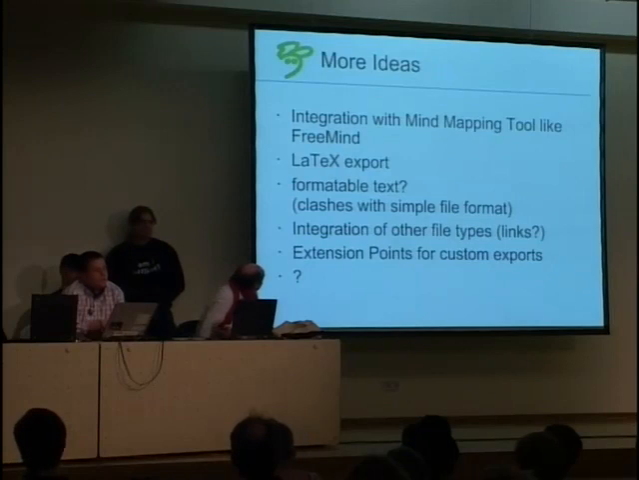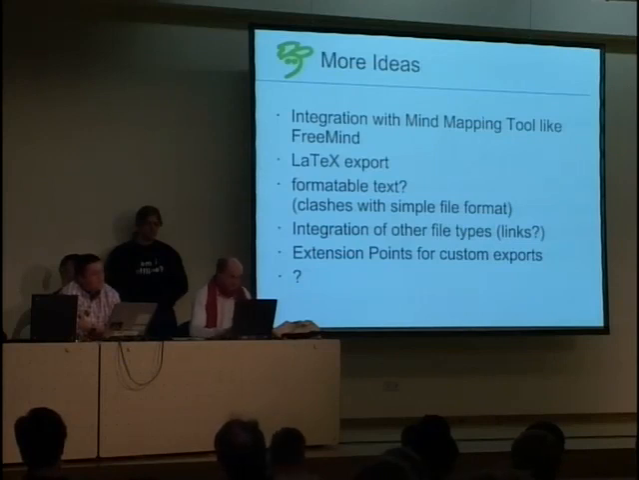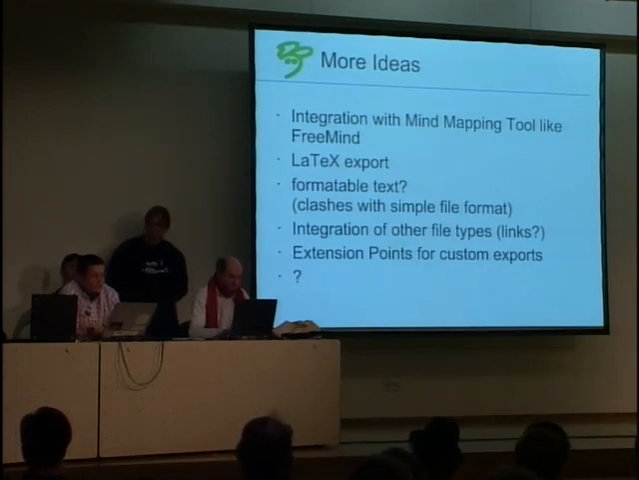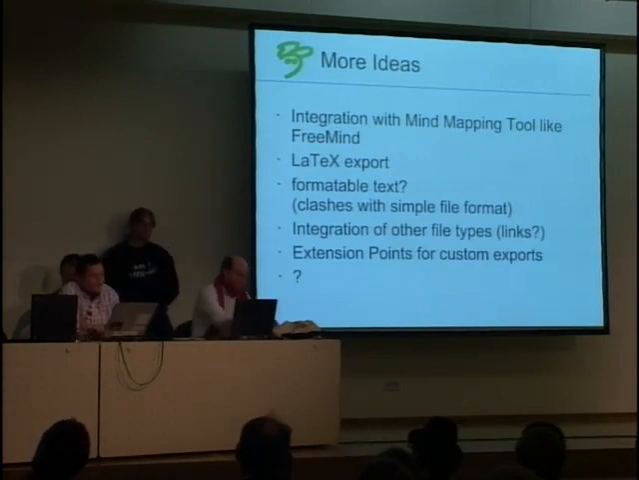I got some more ideas. I started programming, and these are very far away ideas at the moment. I also worked with a mind mapping tool, FreeMind. Some of you might know that, also Java open source software. It would be nice to integrate that, to have other means of creating a hierarchical structure, which mind mapping does. LaTeX export. I'm thinking about formattable text, but it clashes with a simple file format, even if you just put HTML in there. It's not as easy to edit. Possible integration of other file types, pictures, etc. with links, and it is very easy with Eclipse to do extension points for custom exports, so it's easy to write an export with some Java classes.